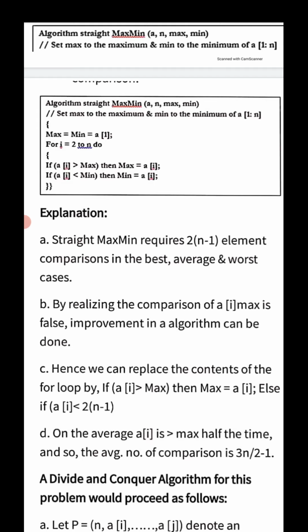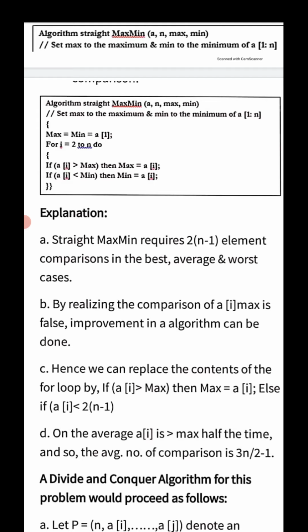The explanation of this content: if we take straight max min, it requires 2 into n minus 1 element comparisons. Here we have 2 into n minus 1 element comparisons in the best, average and worst cases.